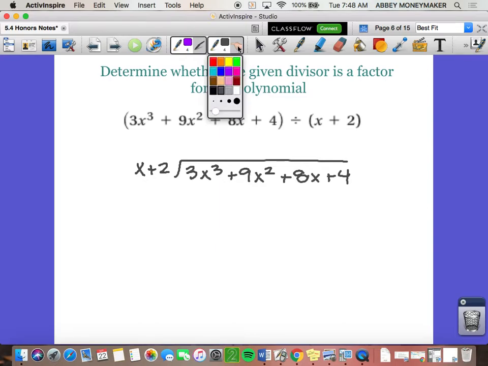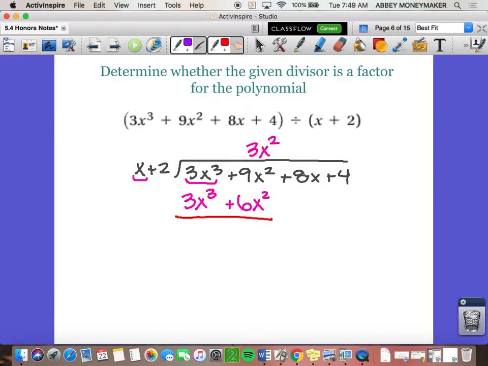So here we go. Let's see if we can get a little bit faster. What do I need to do to x for it to become 3x cubed? I multiplied by 3x squared. So that gives me 3x cubed plus 6x squared. I'm going to draw the line and change my signs. So those first two cancel, and I'm left with 3x squared, and I'm going to bring down my plus 8x.